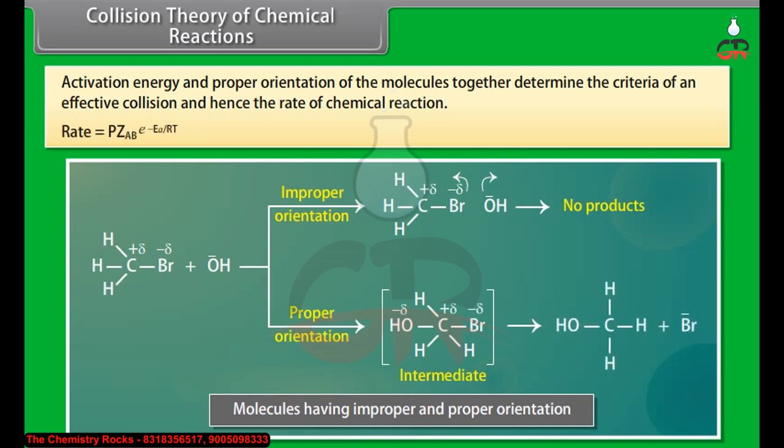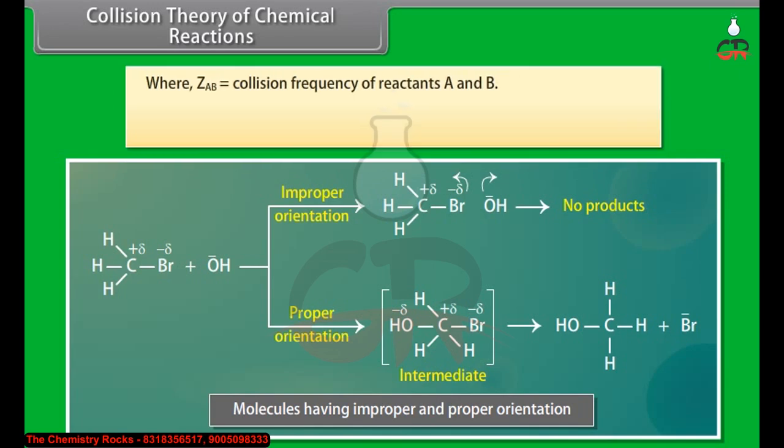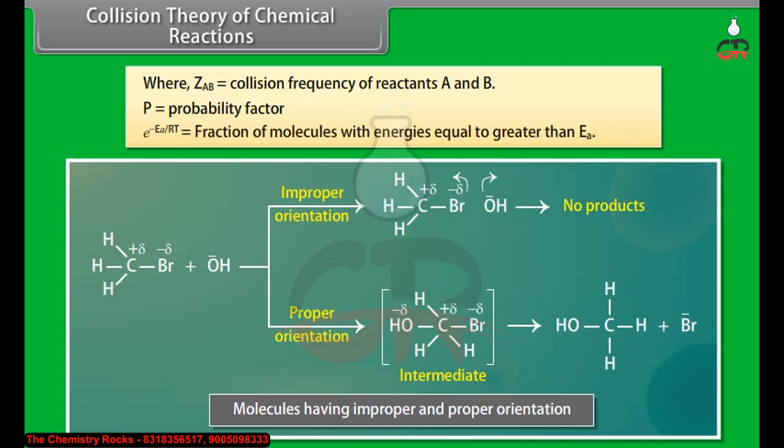Rate is equal to the product of P, ZAB and e raised to the power minus Ea upon RT, where ZAB is equal to the collision frequency of reactants A and B, P is equal to the probability factor, and e raised to the power minus Ea upon RT is equal to the fraction of molecules with energies equal to or greater than Ea.